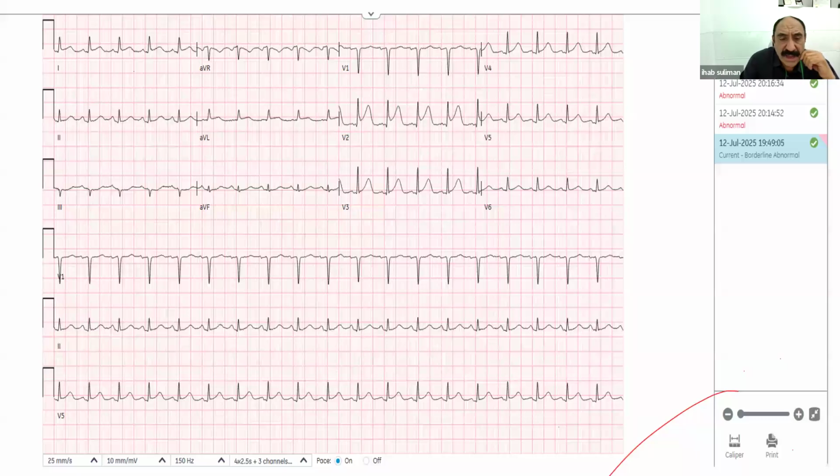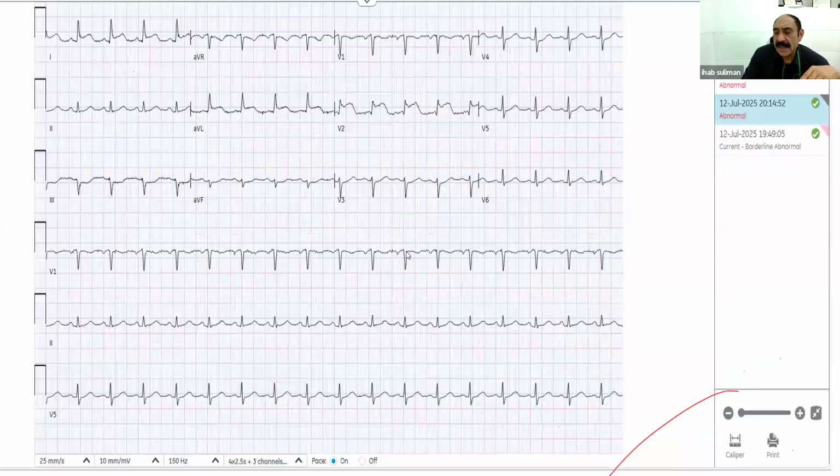Okay, so as you can see, there is an ST elevation in V2. It is clear cut that there is ST elevation in V2, and the same patient's ECG was repeated after a while, and we can see that there is an ST elevation in lead 1 and in AVL and in V2.